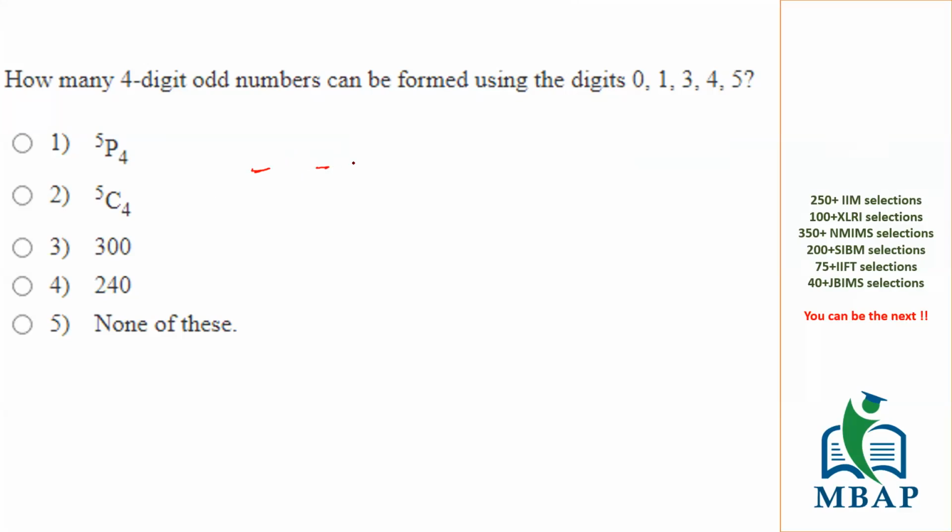We have to form a four-digit number, and that has to be odd. So let us look at the conditions basically, and we have five numbers: 0, 1, 3, 4, 5. So for it to be an odd number, the last digit has to be odd. So for the last digit to be odd, how many options do we have? Either 1 or 3 or 5, right? So you have three options over here.